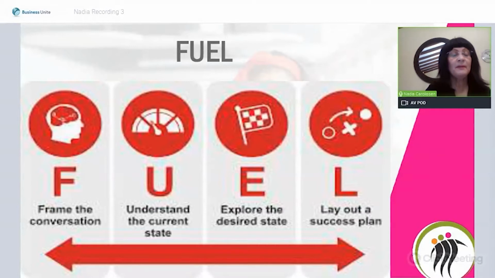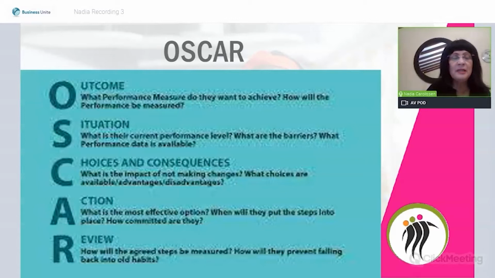Fuel: frame the conversation. I think we've referred enough to conversation, to communication, to questions, to answering, etc. The current situation that needs to be understood, that is the current reality. Explore the desired state. What is it that you want to achieve? And lay out the success plan, the planning component, what you need to do to achieve those goals.